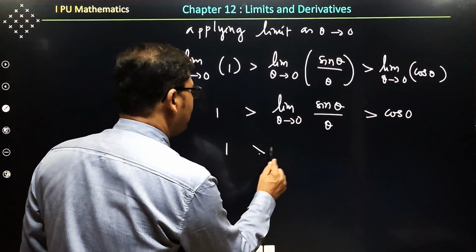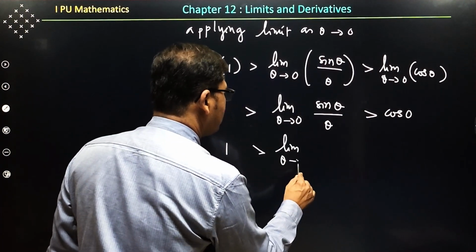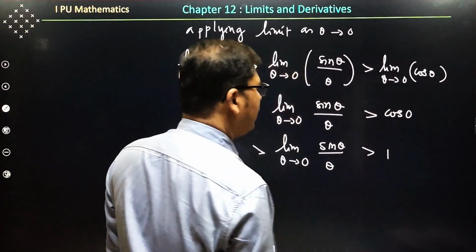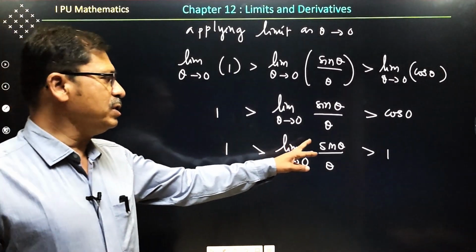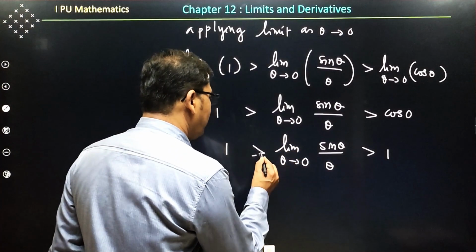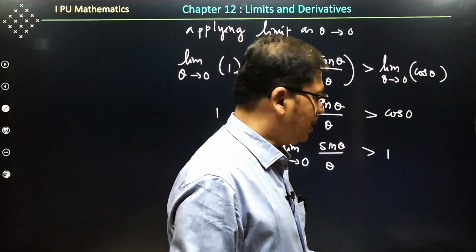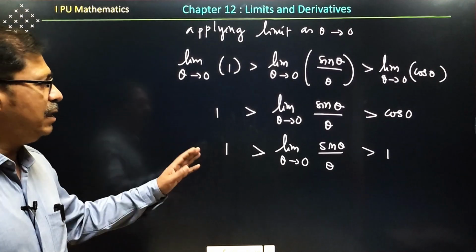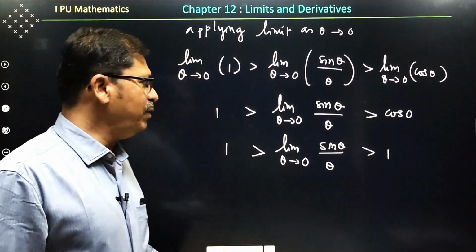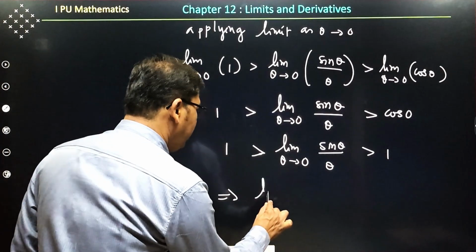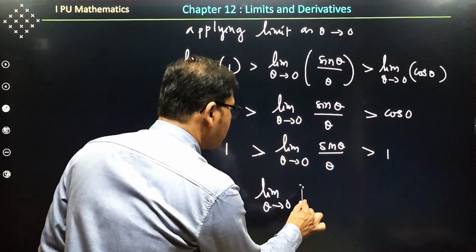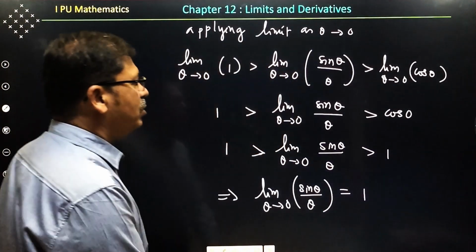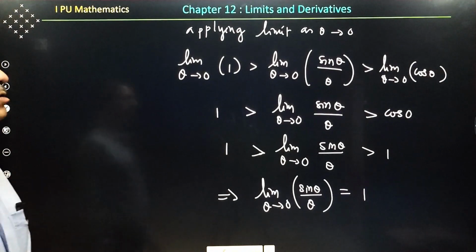So 1 is less than limit theta tends to 0 of sin theta upon theta, which is greater than 1. What does it mean? The limit of sin theta upon theta is slightly less than 1 and slightly greater than 1. In the language of limits, how can we write this? Limit theta tends to 0 of sin theta upon theta is definitely equal to 1. So this is the proof of the standard limit.